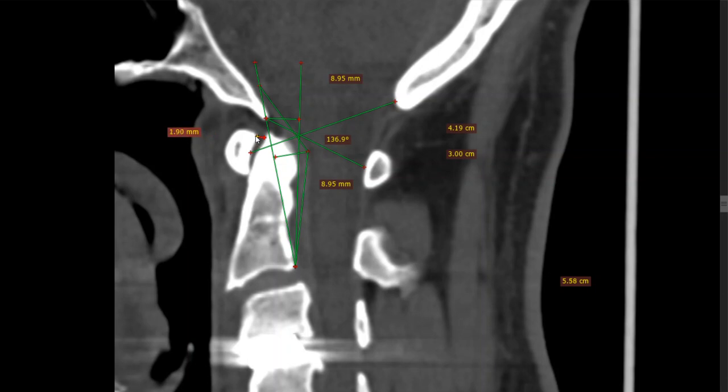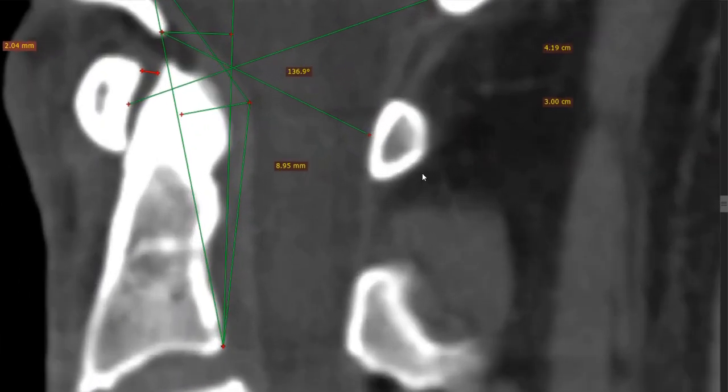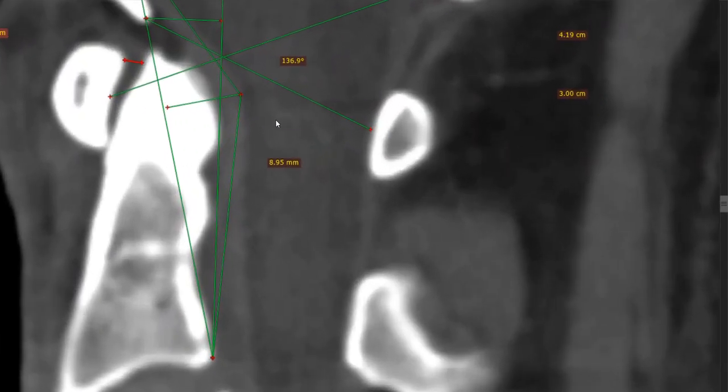So we'll put that there, and that's about that. So I'm just going to put a little measurement right here also, and I'm just checking the ligament. Let me pause and I'll show you what I'm looking at.